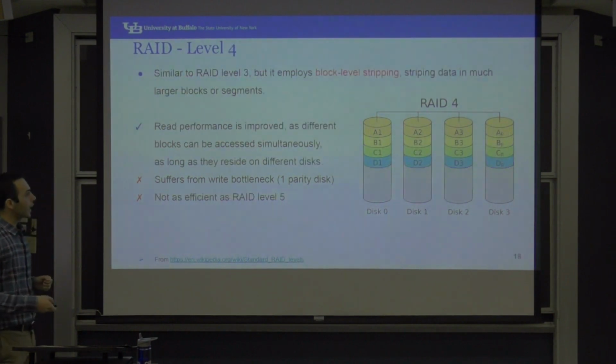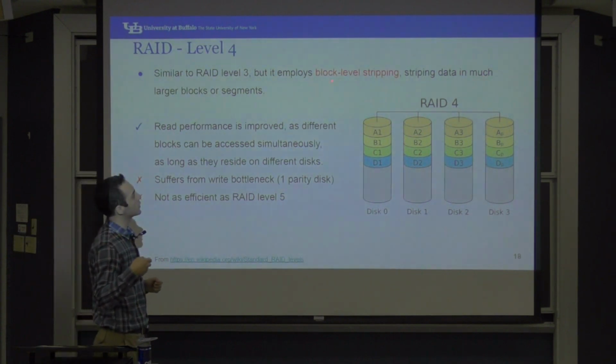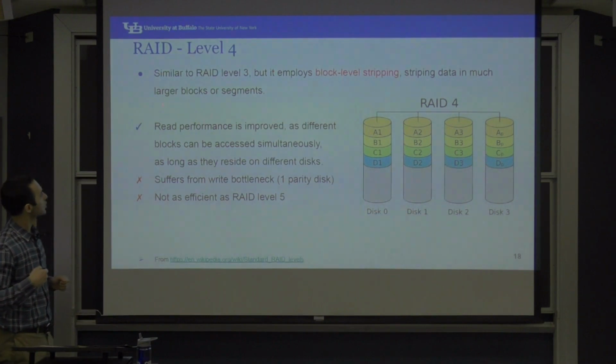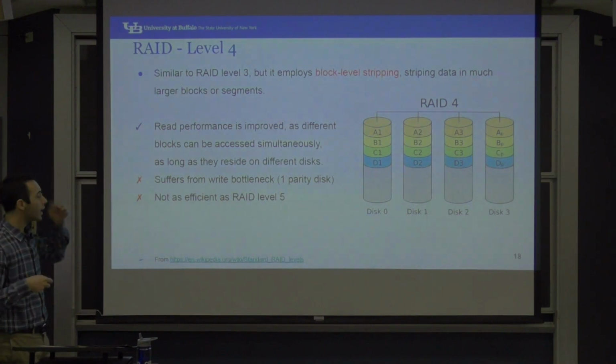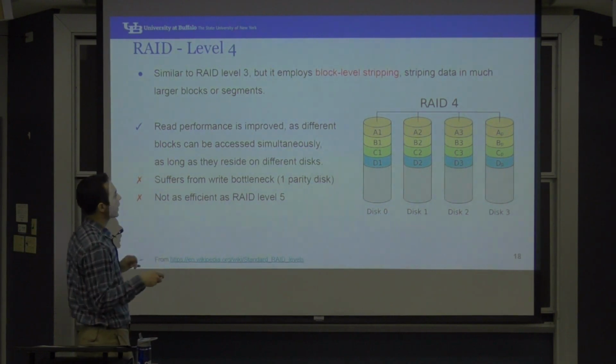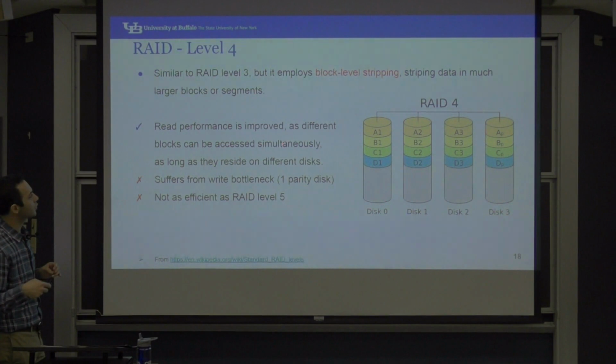All right. So next was going to be RAID 4, which is similar to RAID 3, but instead of byte striping, it uses block-level striping. And it stripes the data in much larger blocks of data. So instead of separating each byte, it's going to use blocks, right? And read performance is improved as different blocks can be accessed simultaneously.